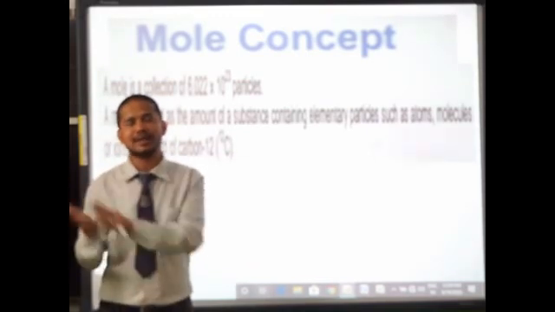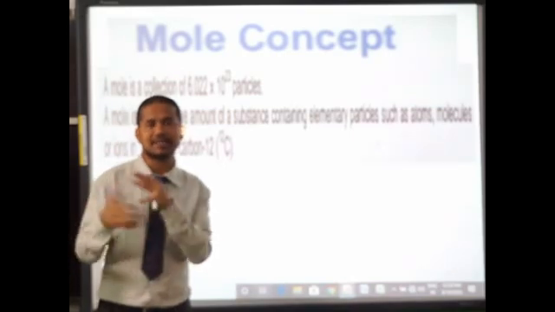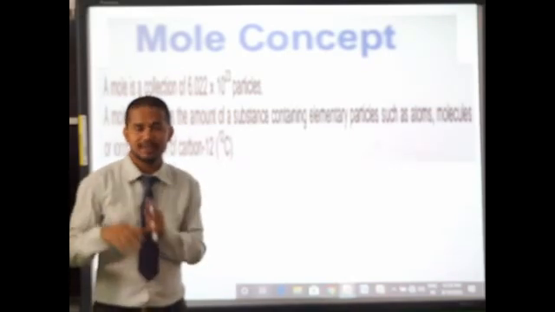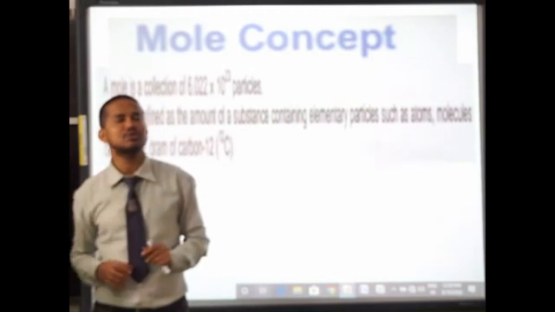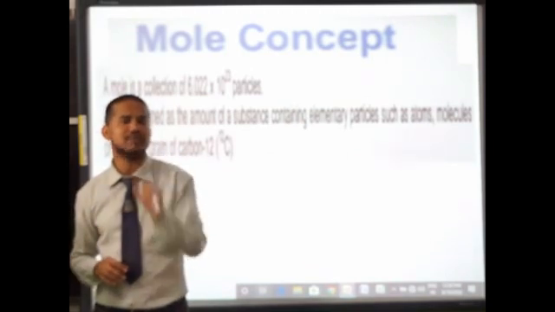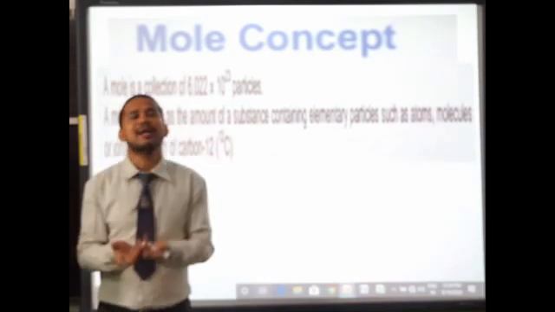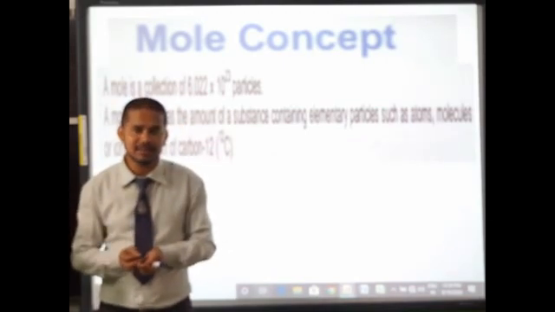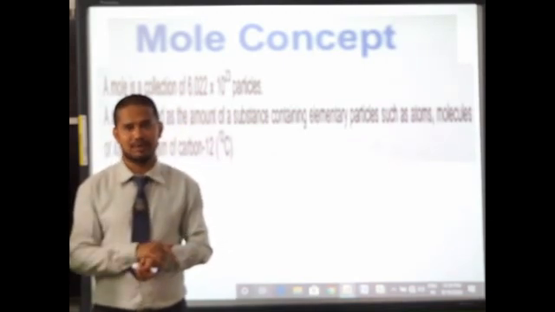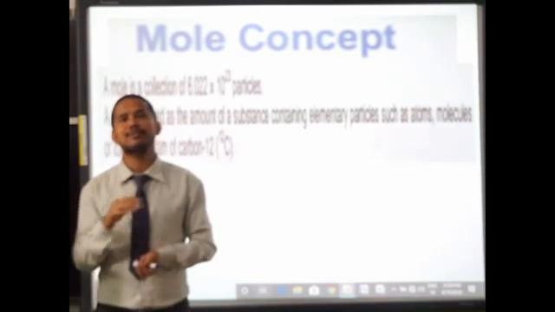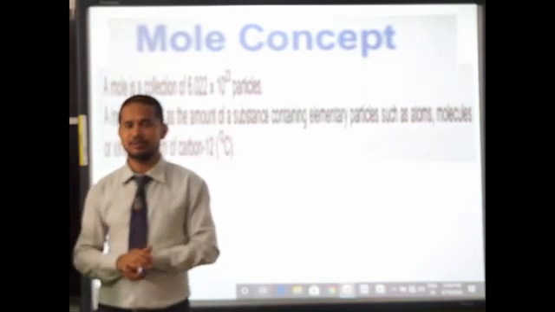And they took 1 gram of hydrogen and started counting the number of atoms. Then they found 6.022 into 10 to the power 23 atoms of hydrogen. That means molar mass. Molar mass means mass of a molecule. Mass of a molecule is also termed as molar mass.